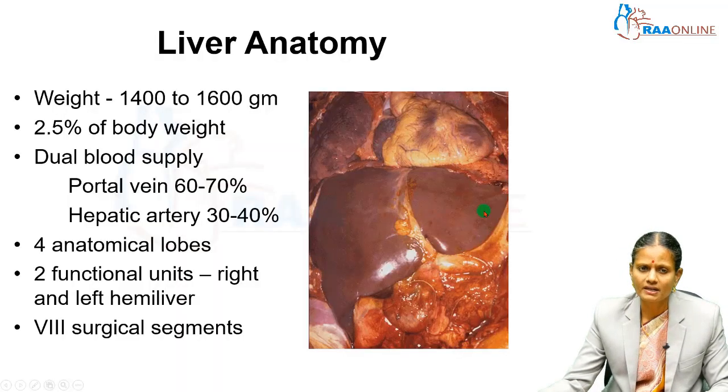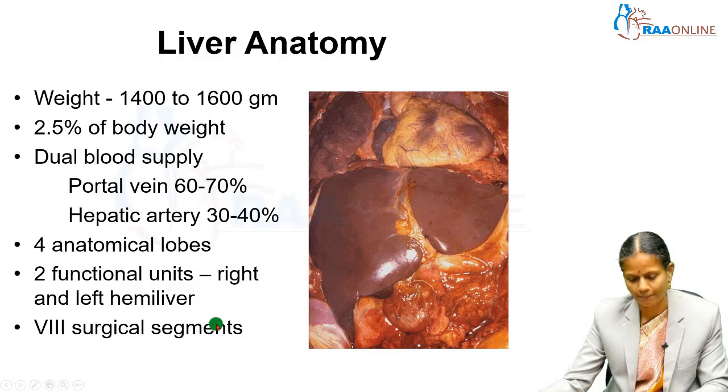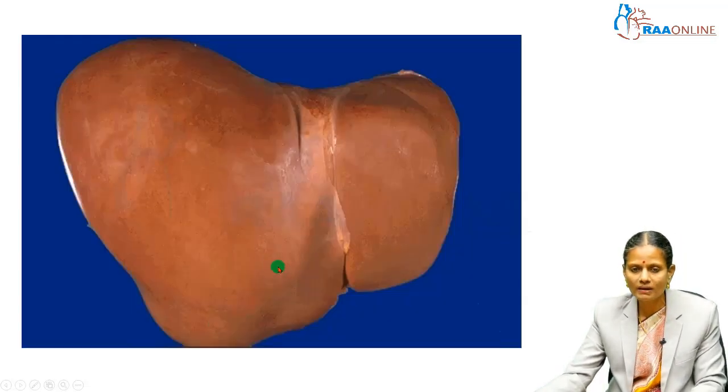Normal anatomy of the liver: it's a large organ and it weighs 1.4 to 1.6 kilograms and it constitutes 2.5% of the body weight. It has a dual blood supply. The portal vein supplies 60 to 70% of the blood supply to the liver, and the hepatic artery constitutes 30 to 40%. The liver has 4 anatomical lobes and 2 functional units, the right and the left hemiliver, and the surgeons divide the liver into 8 segments. So this is the normal external appearance of the liver.